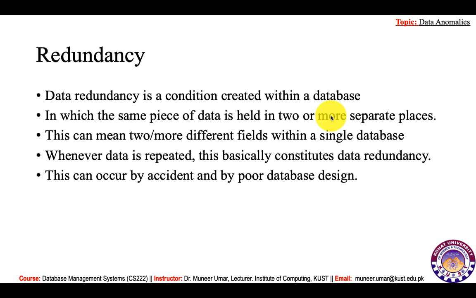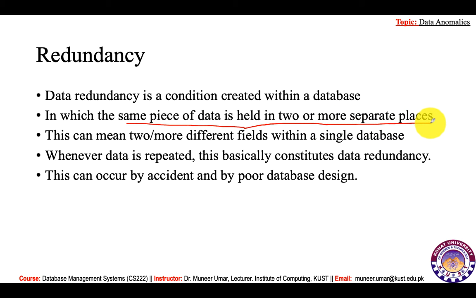Okay, first redundancy. By redundancy, we mean the duplication of data, or simply you can say that when records are repeated in a database, then that case is called redundancy. Data redundancy is a condition created within a database. Actually, when there is repetition of data, then we can say that it is a kind of condition in the database, and that condition is called data redundancy. In data redundancy, each piece of data is held in two or more separate places.